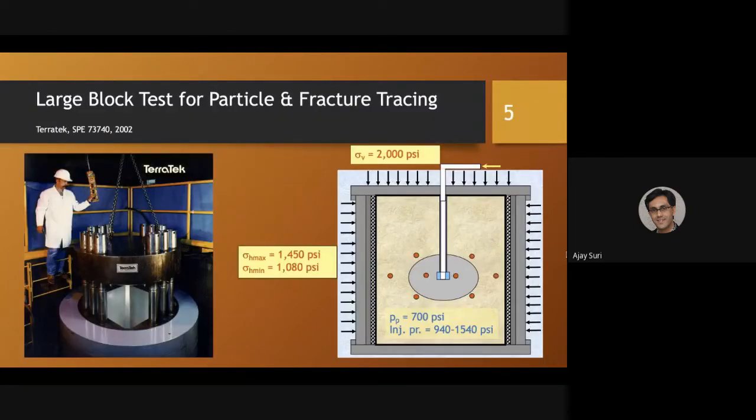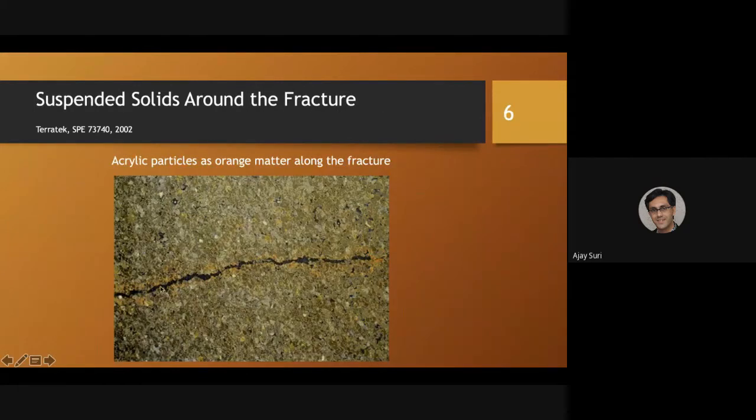Okay, I'll show you some experimental results that prove that we do have fracture propagation, and we do have particles depositing inside. A large piece of rock was tested with injection water of typical quality, under in situ conditions, where the minimum, maximum and vertical stresses are applied. They found that yes, fractures are being caused, and the particles are around the fracture as orange colors, as you can see. So that proves that the particles do go inside the formation and fractures initiate.